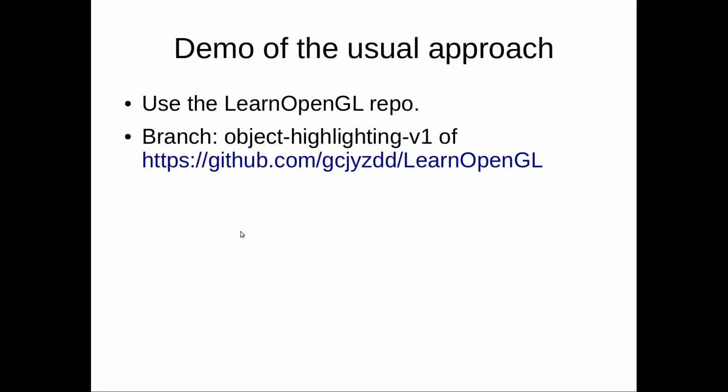Now I want to show you the demo of the Learn OpenGL repo. I created a fork of that repo in my own GitHub account, and there is a branch called Object Highlighting V1. And in this video, I'm going to show you V1 and V2. First, let's look at V1.